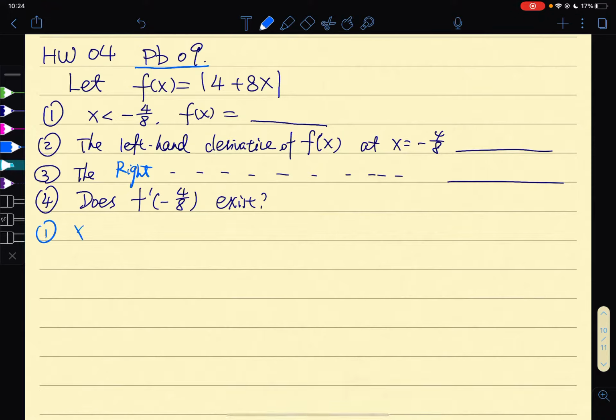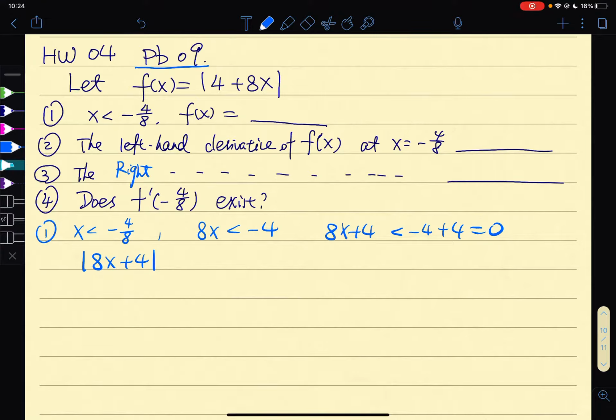It simply says x is less than negative 4 over 8. So think about it. If that's the case, then 8x is less than negative 4. 8x plus 4 is less than negative 4 plus 4, which is 0. That is to say, whenever you want to find the absolute value of 8x plus 4, you are talking about the absolute value of some term that's negative, so the absolute value of it is negative 8x plus 4.